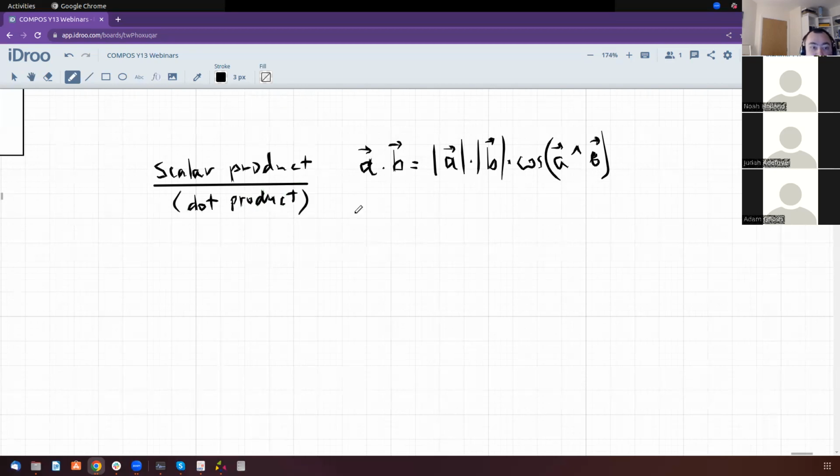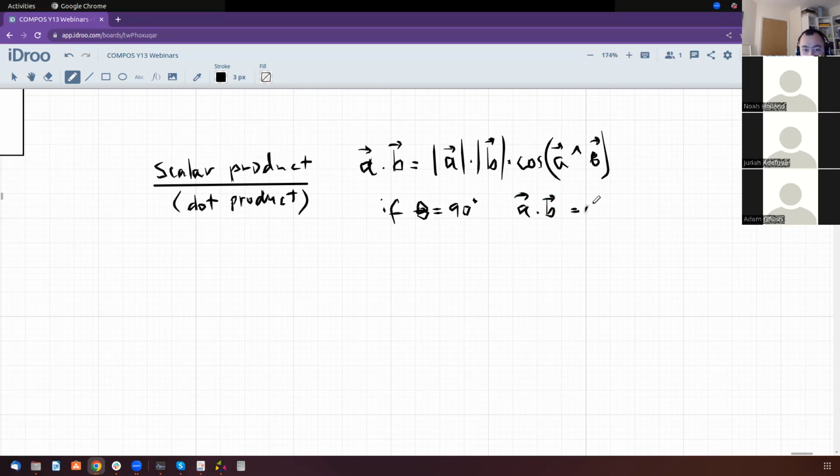The result is a scalar. Yes, the result is a scalar, because modulus of A is a scalar, modulus of B is a scalar, and cosine is a scalar. So multiplying two vectors, you get a scalar. And an interesting property: if theta is 90 degrees, the dot product is 0.